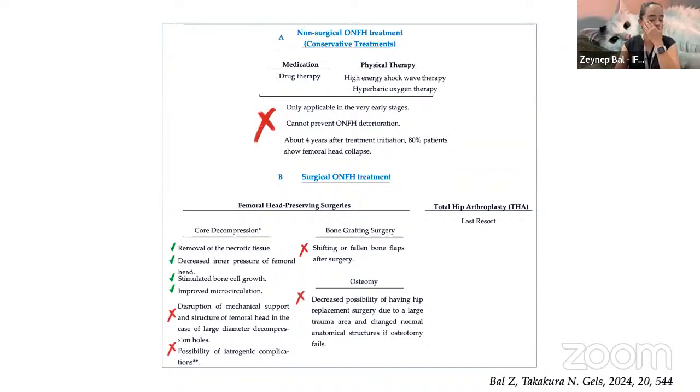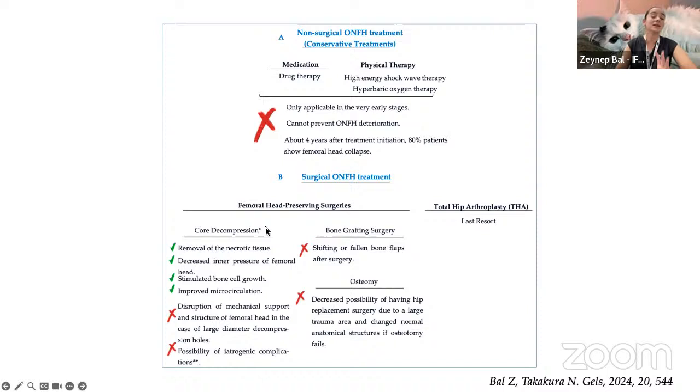So in clinics, the treatment is done in two ways, maybe divided into non-surgical and surgical. And I just want to omit the non-surgical part. I want to go on with the surgical. Total hip arthroplasty is the gold standard. We all know that. It's okay, but it is the last resort. This disease is happening between the ages of 30 and 50s. We are still young to have this.